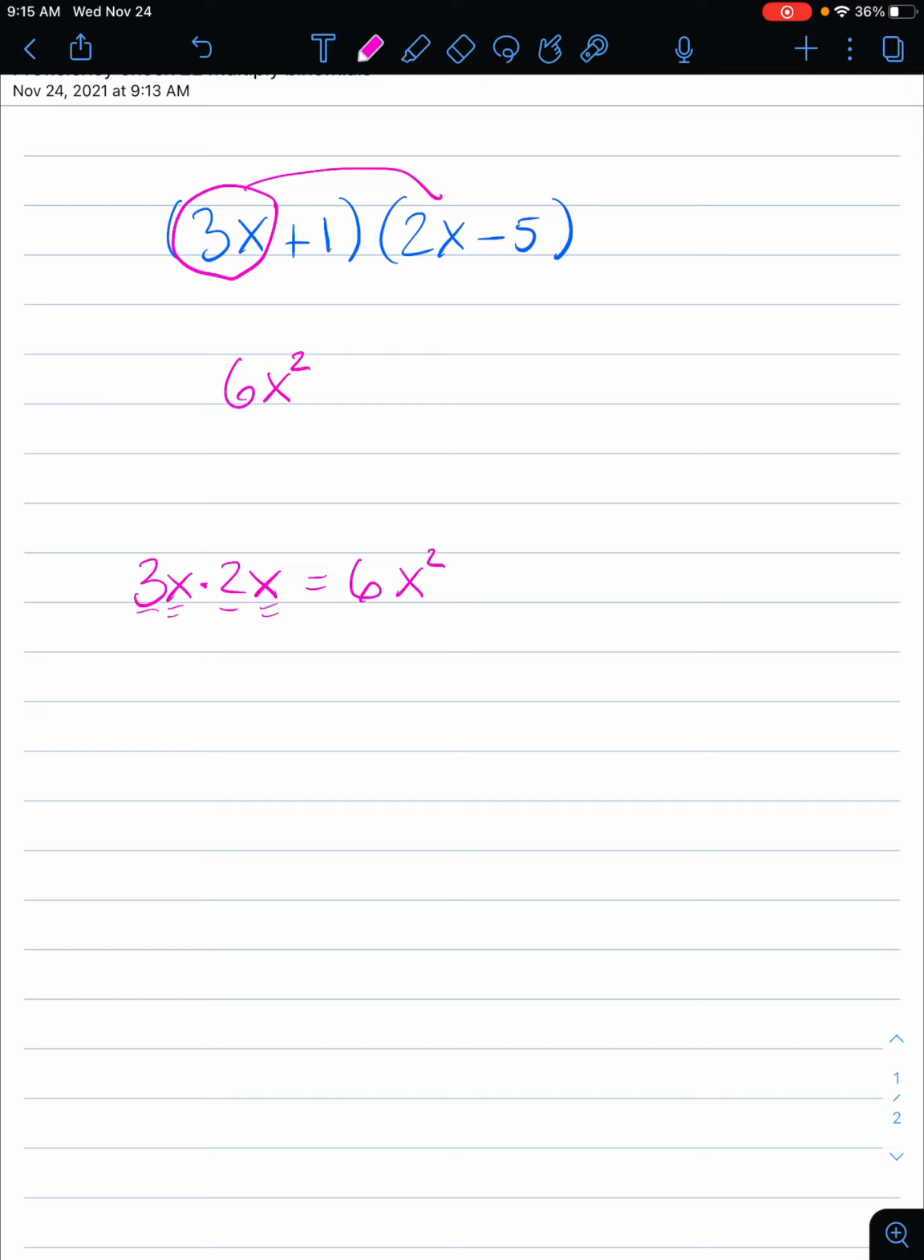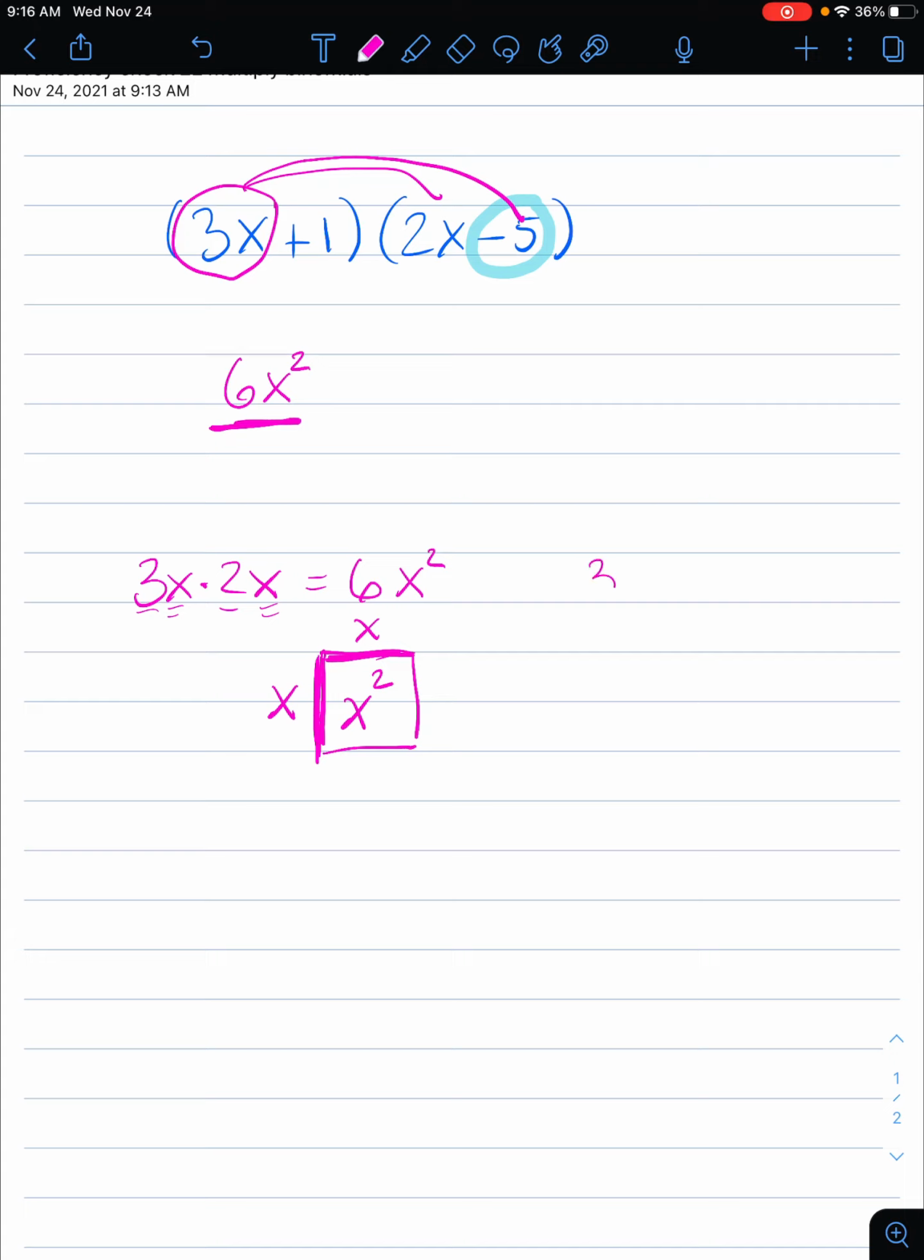x squared. If you remember with our tiles, that big square was an x squared tile and it had a length and width both of x. So the first is this 6x squared. The second product we're going to do is 3x times a negative 5. Now be careful here, you always want to take the sign to the left. So if it's a minus 5, we're going to use a negative 5 for this.